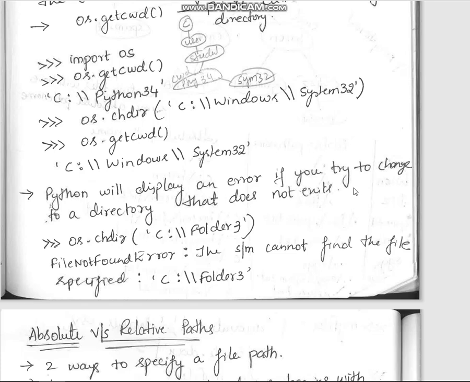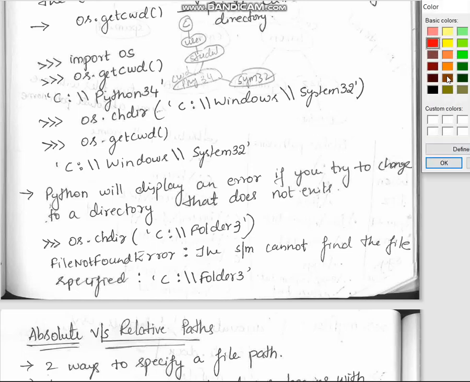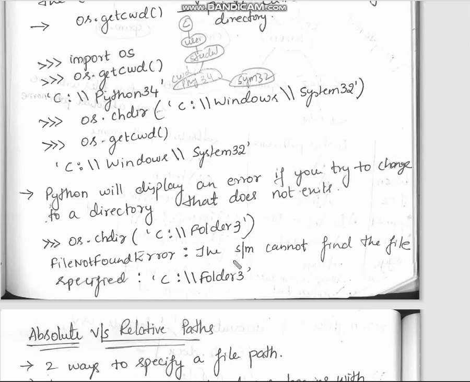Python will display an error if you try to change to a directory that does not exist. The directory should exist. If you try to change to a directory that does not exist, it will show an error. For example, folder 3. Here folder 3 does not exist in this path. Now I am specifying os.chdir to C://folder 3. This folder 3 is not present here at all. So it will give us an error message. I'll get the message as FileNotFoundError, the system cannot find the file specified.